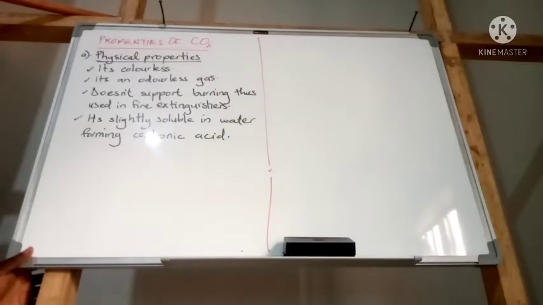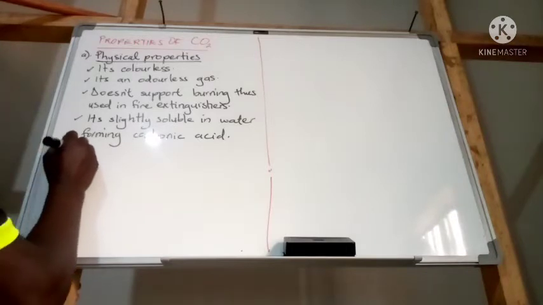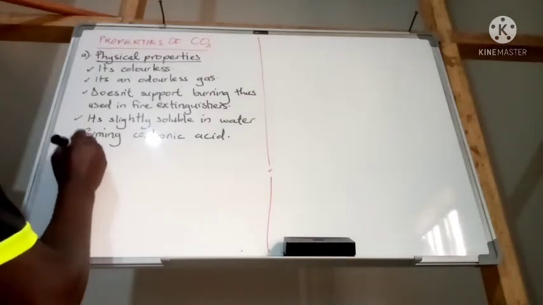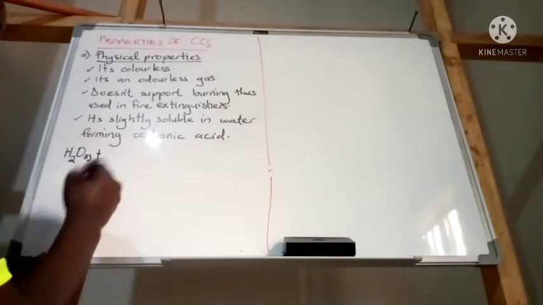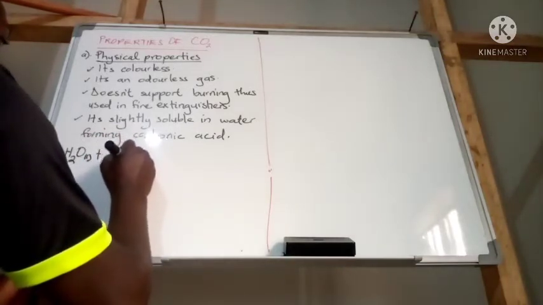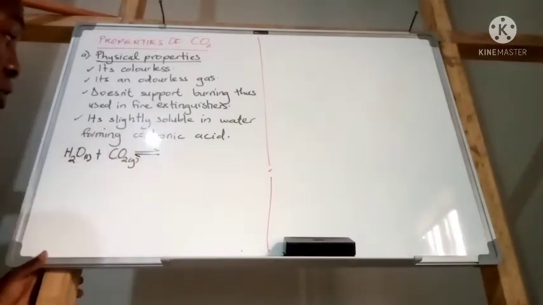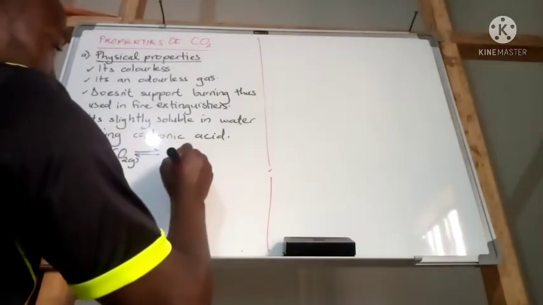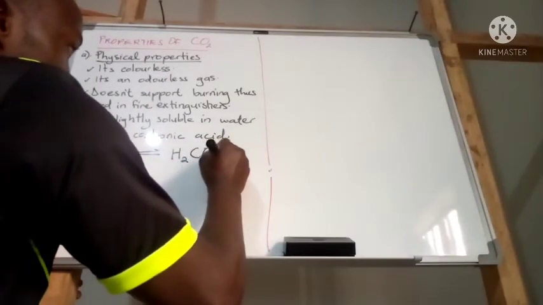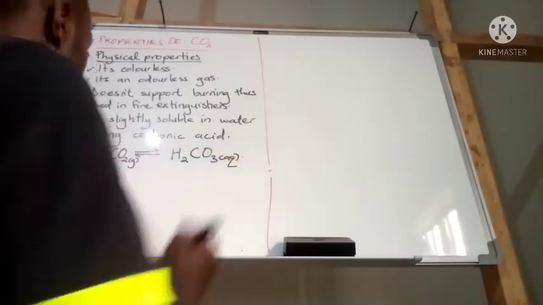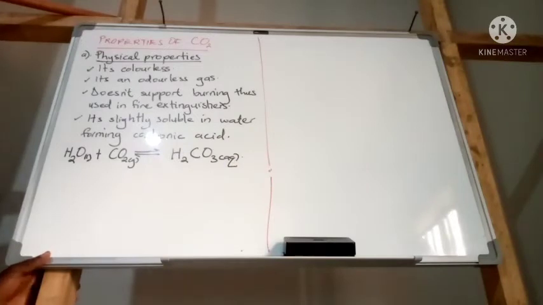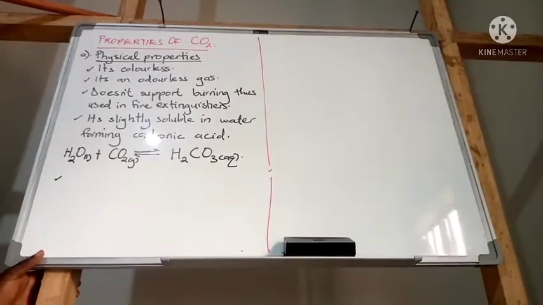This carbonic acid's formation can be represented by an equation where water in the atmosphere, especially rainwater, mixes with carbon dioxide gas in a reversible reaction to form a weak carbonic acid, which is aqueous. And this acid, if it happens to fall under limestone areas, it will eventually cause temporary water hardness.